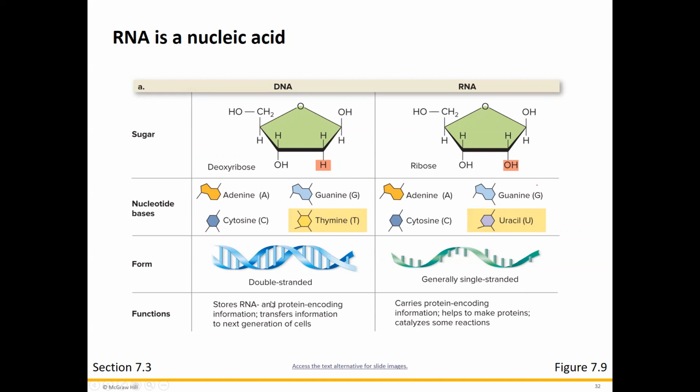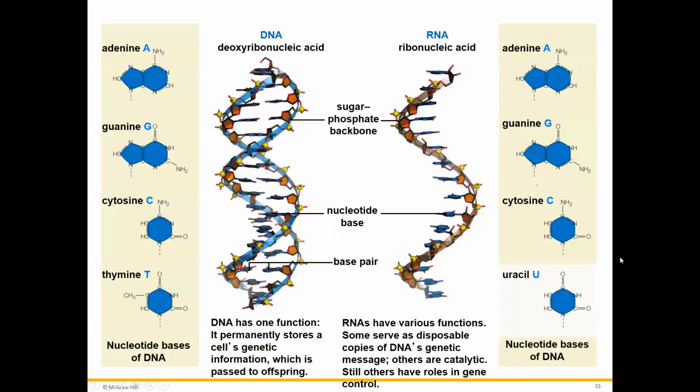Function: DNA actually stores the information on how to make the RNA and the proteins that are needed by the cell, and they're going to end up transferring that information into the next generation of cells, because it's going to get copied and passed into the new offspring. And RNA is the one that's going to carry this information from the DNA, and it's going to help make the proteins and catalyze some reactions.